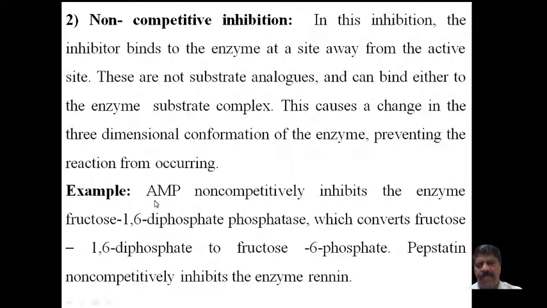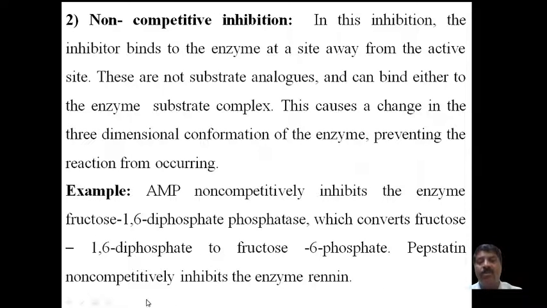AMP, that is adenosine monophosphate, non-competitively inhibits the enzyme fructose 1,6-diphosphate phosphatase. This enzyme converts fructose 1,6-diphosphate to fructose 6-phosphate. The phosphate group at one position is removed by that enzyme, and AMP acts as the non-competitive inhibitor.